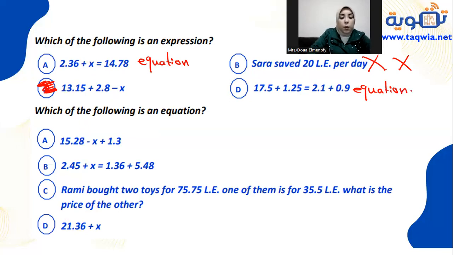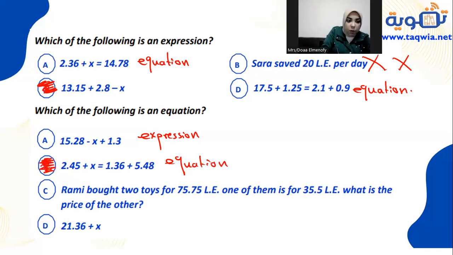Okay, which of the following is an equation here? So this is an equation. No, this is an expression. What about this? This is an equation. Yes, this is an equation. So here he wanted me to select the equation. This is the equation one. What about this? This is not an equation and not an expression. And here, this is an expression. Okay.